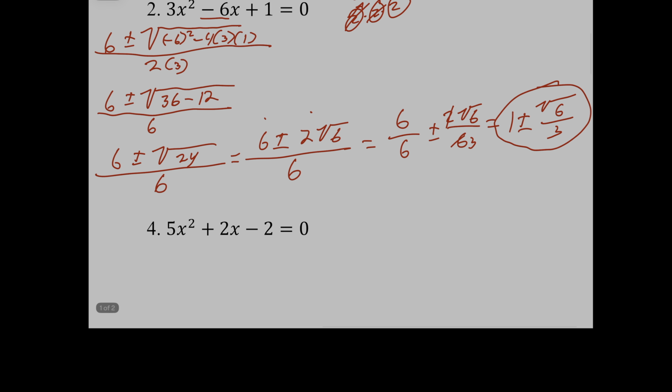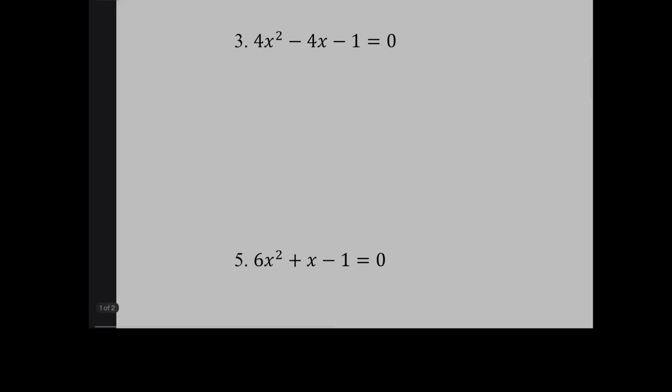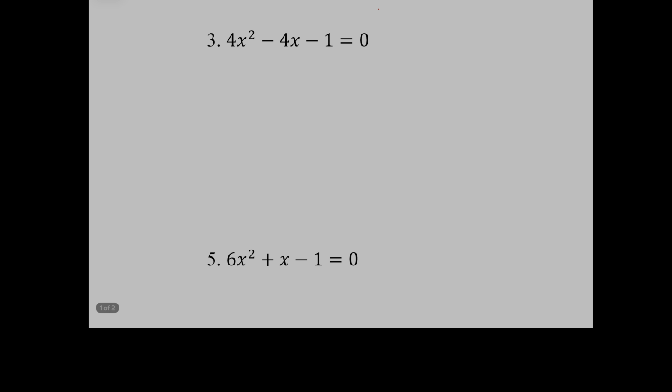Boom. All right, let's keep going. Let's go on to number 3. My A is going to be 4. My B is going to be -4. My C is going to be -1. All right, so what's the opposite of B? Okay, well, -4 is B, so the opposite of B is +4.